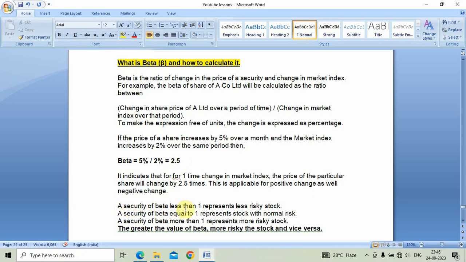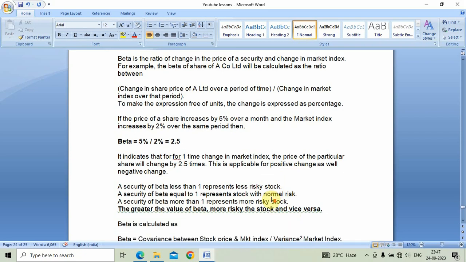A security of beta less than 1 represents less risky stock because it will change less compared to the change in market. A security of beta equals to 1 represents stock with normal risk because it indicates that the stock price will change equally with the market. A security of beta more than 1 represents more risky stock because it will increase or decrease more than the increase or decrease in the market. The greater the value of beta, the more risky the stock, and vice versa.